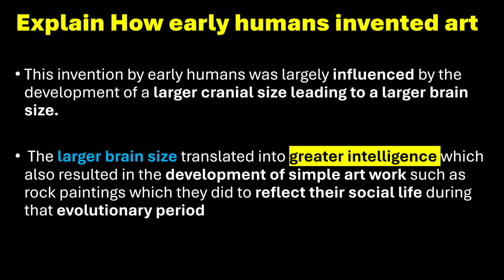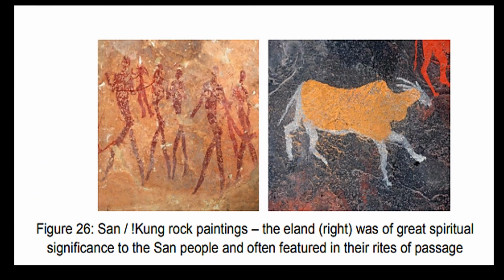If the organism becomes more intelligent, then they can create such things like this. If you're not intelligent, you can't draw this, you can't design this. This thing was not designed on paper, it was designed inside a cave on a rock. It was designed by the San people. So you need to be more intelligent to do this. And modern humans, due to their larger cranial size, were able to do that.